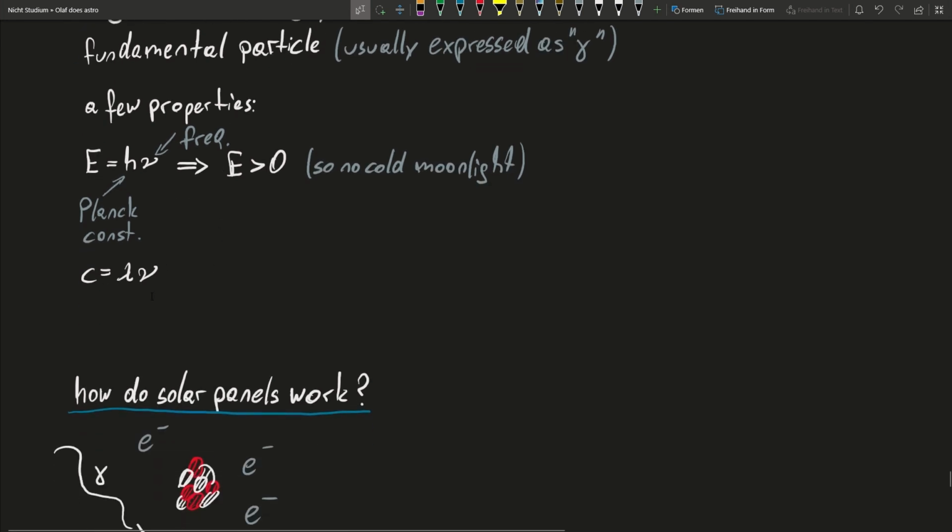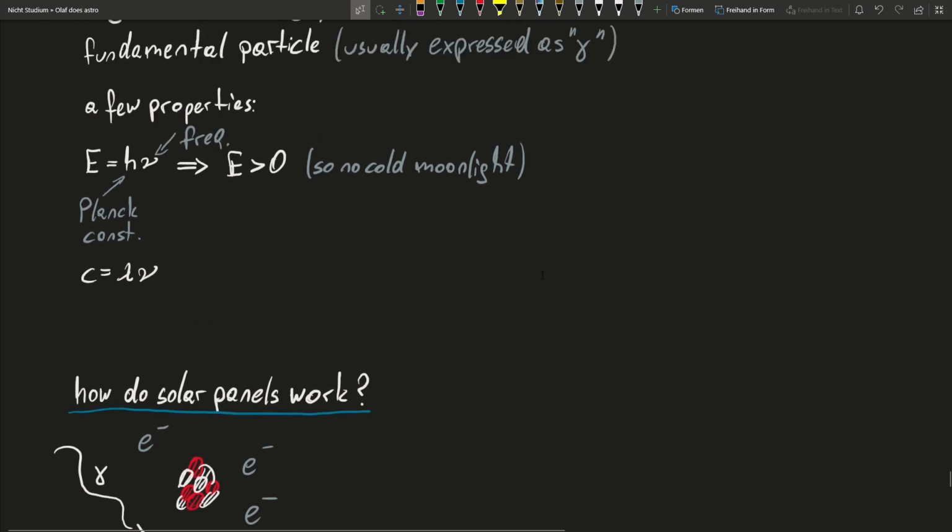Something that also applies to light or any wave, as a matter of fact, is that the speed at which it travels is equal to the wavelength times its frequency. That also works for water waves, that also works for sound waves. Obviously, then it's not c, but some other constant. Not important. So, how do solar panels actually work?